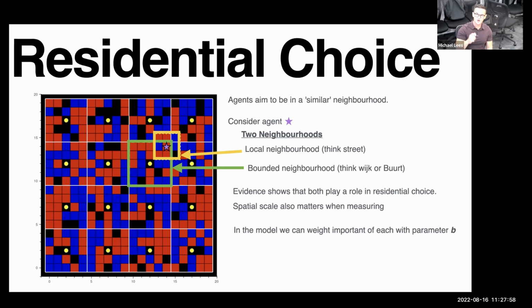And then we can control the influence of your larger neighborhood or your immediate neighborhood on the residential choice. And we have one parameter, B, here. That's actually very important in the Netherlands, and in particular in Amsterdam, because there are particular areas which are known for the last 30, 40, 50 years to be of a particular type.